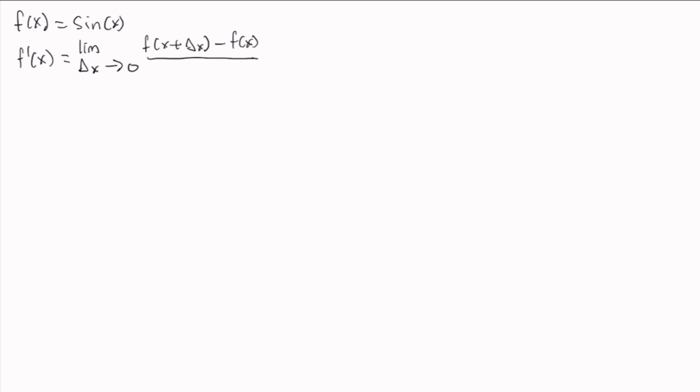Let's first let f of x equal sine of x. And we can say that the derivative is f prime of x. And f prime of x we can set equal to our limit definition of the derivative. That is the limit as delta x, the change in x, approaches 0, of f of x plus delta x minus f of x over delta x.